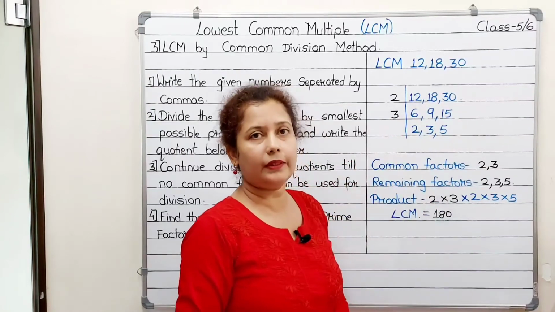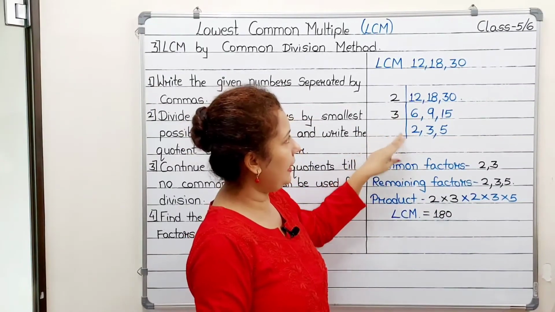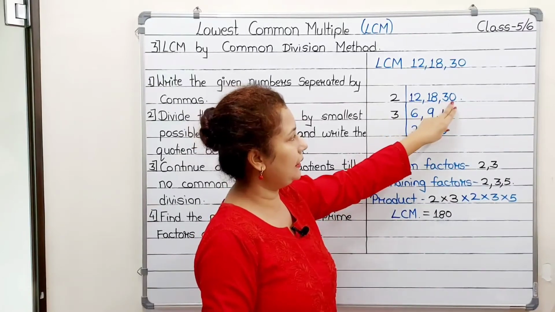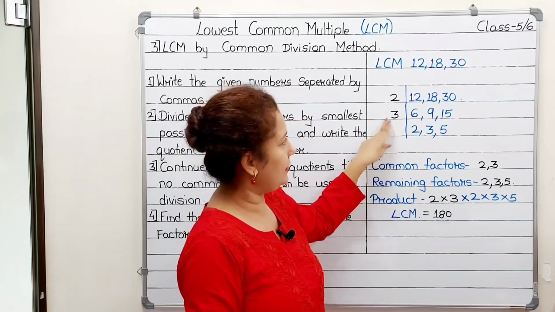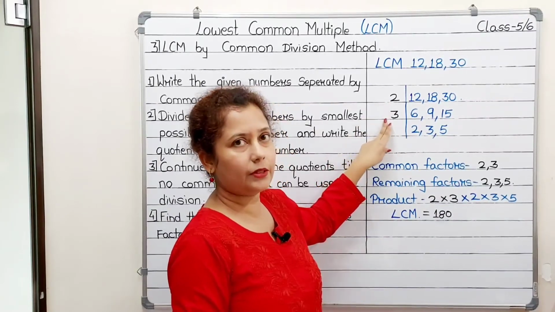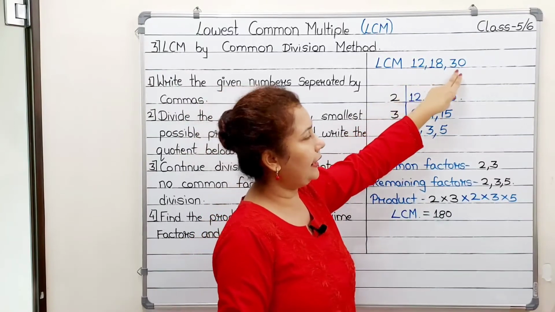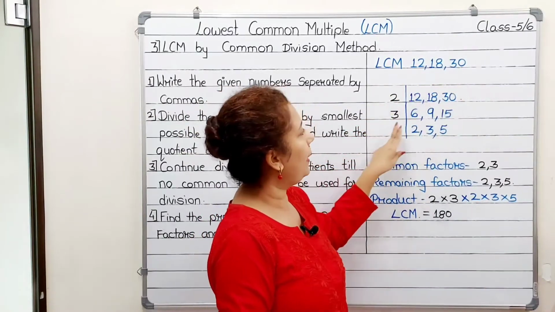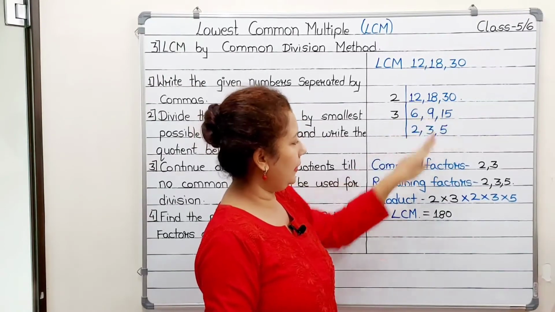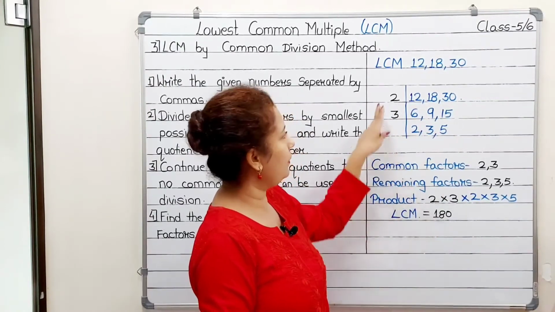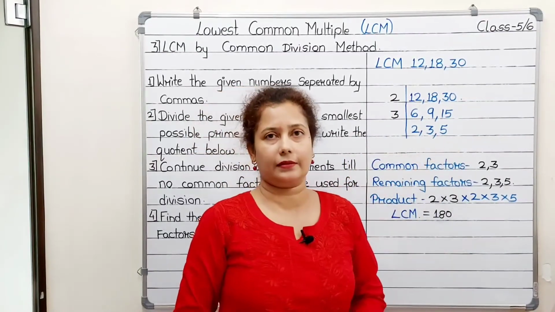Now I will tell you the difference. If we want to find the HCF of 12, 18 and 30, we will just multiply the prime factors, that is 2 into 3. So 6 is the HCF of 12, 18 and 30. But the LCM of 12, 18 and 30 is 180 because we multiply the prime factors and the remaining factors.